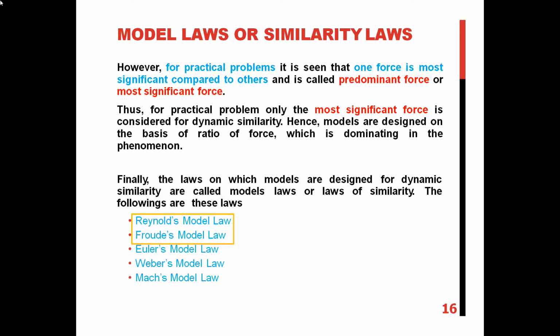Finally, the laws whatever we saw in the dimensionless numbers, we are going to see as model laws: Reynolds law, Froude's law, Euler's law, Weber's law, and Mach's law. So how do we define the model law or law of similarity? It is simple: the laws on which models are designed for dynamic similarity are called model laws or the laws of similarity.